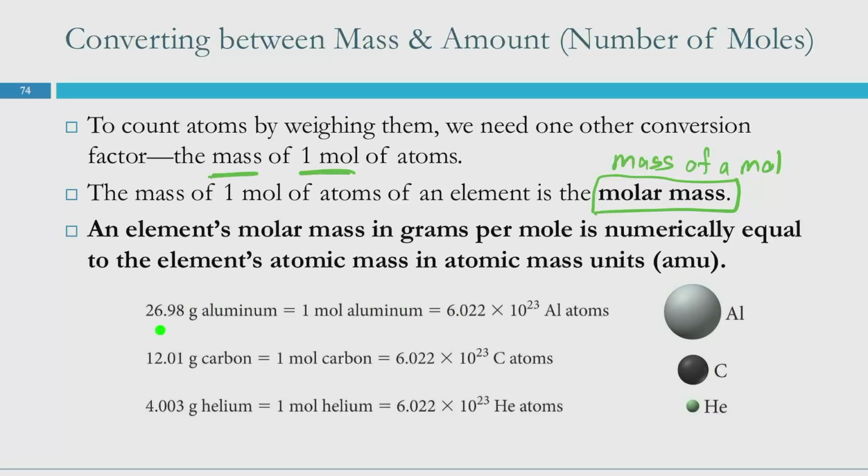So for example, 26.98 grams of aluminum. Aluminum has a molar mass or an atomic mass of 26.98 with units of grams per mole or AMUs, depending on which one we're using. That's going to be equal to 1 mole of aluminum. It's also equal to 1 Avogadro's number of aluminum atoms. That's true for any of our elements on the periodic table.